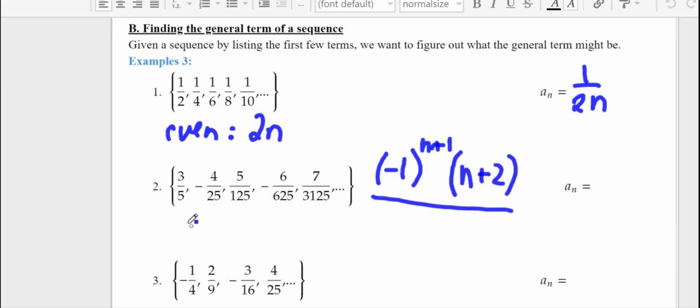Now the bottom is pretty interesting too. 5, 25, 125, 625. Be careful not to say, oh, this is times 5, this is times 5. This is not helpful. You need to figure out what is the link between n and the number that you see here. So this is 5 to the power of 1, this is 5 to the power of 2, this is 5 to the power of 3, this is 5 to the power of 4. As you can see, it has to do with the power. So this is going to be 5 to the power of n, and that's going to be our general term for this one.